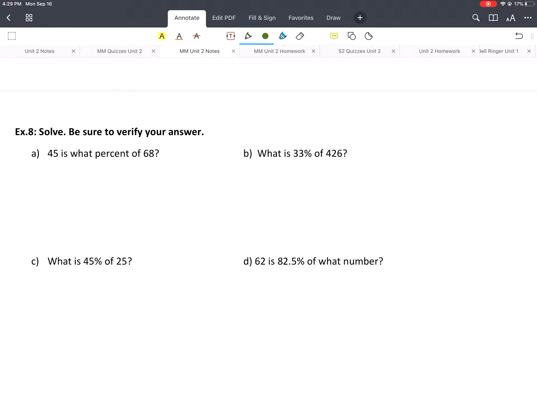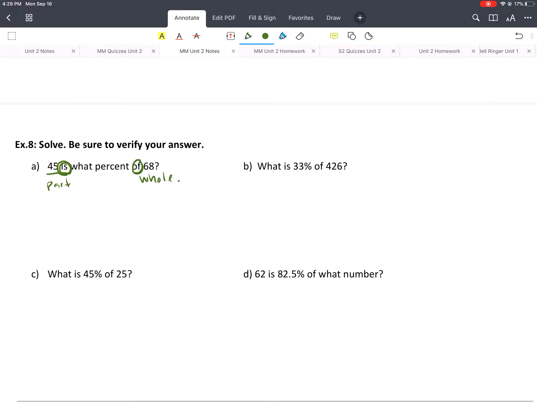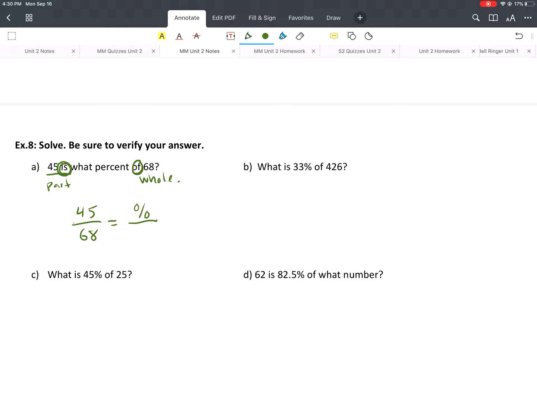First we need to find what we're looking for. 45 is, so that would be our part. 45 is what percent of 68? So "of" tells us that that is the whole, and we want to find the percentage. So we're just going to use the proportion. Part is 45 over 68, which is equal to the percent, which is what we're trying to find, all over 100.